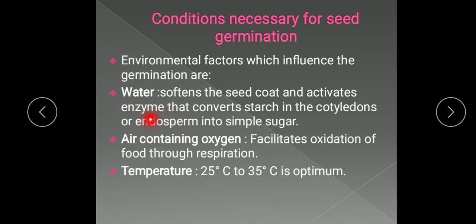और ये enzymatic activity क्या होती है? ये enzymatic activity जो होती है, ये जो starch present होता है cotyledons के अंदर, starch is the food which is present in the cotyledon. This starch is converted into simple sugar. तो ये स्टार्च कोटिलिडोन्स में भी हो सकता है, एंडोस्पर्म में भी हो सकता है. So it depends upon the type of seed. So starch which is present in cotyledons and endosperm is converted into simple sugar with the help of enzymatic activity. So this is the role of water.